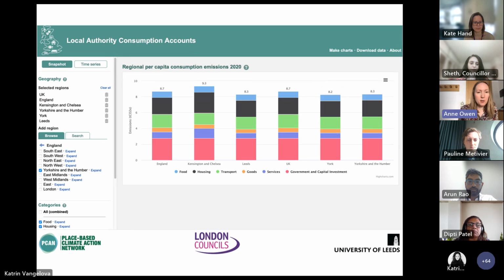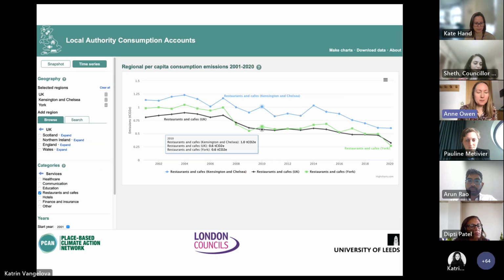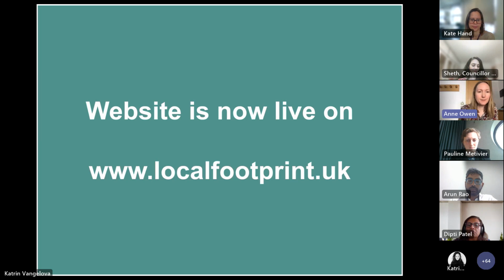This is a view on comparing footprints of selected local authorities, and you can see I've compared Kensington and Chelsea with areas that are more local to me, including York and Leeds. And you can see the breakdown by broad product group. Next slide, please. And here you can see I've done a similar thing, but I've compared restaurants and cafes over time for 3 selected areas.